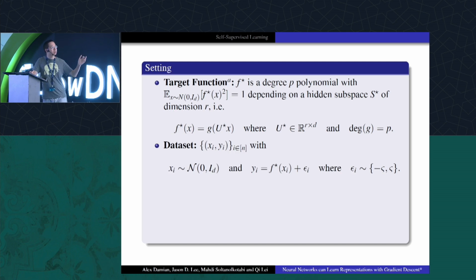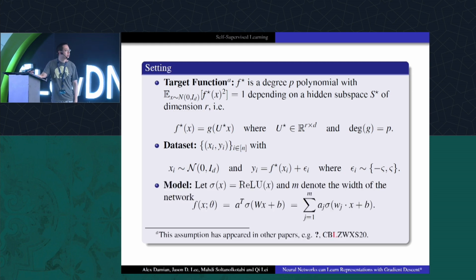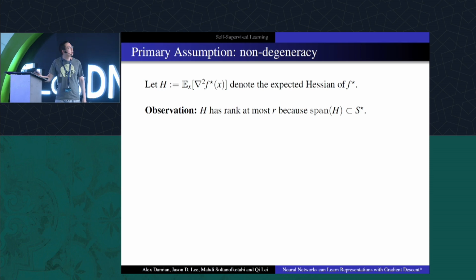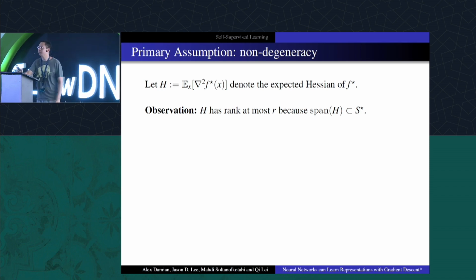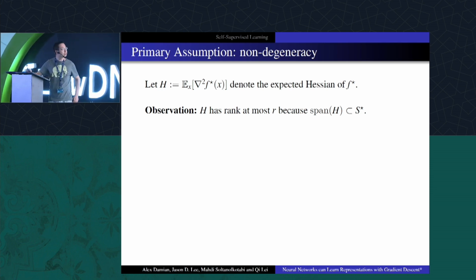And of course, the assumption is you have Gaussian covariates or features, and there's some additive label noise on the y. Okay. The learner or the model will be a standard two-layer network of this form. Sigma is ReLU. And the primary assumption, besides Gaussian covariates or features, will be about the expected Hessian. So this is an important assumption.